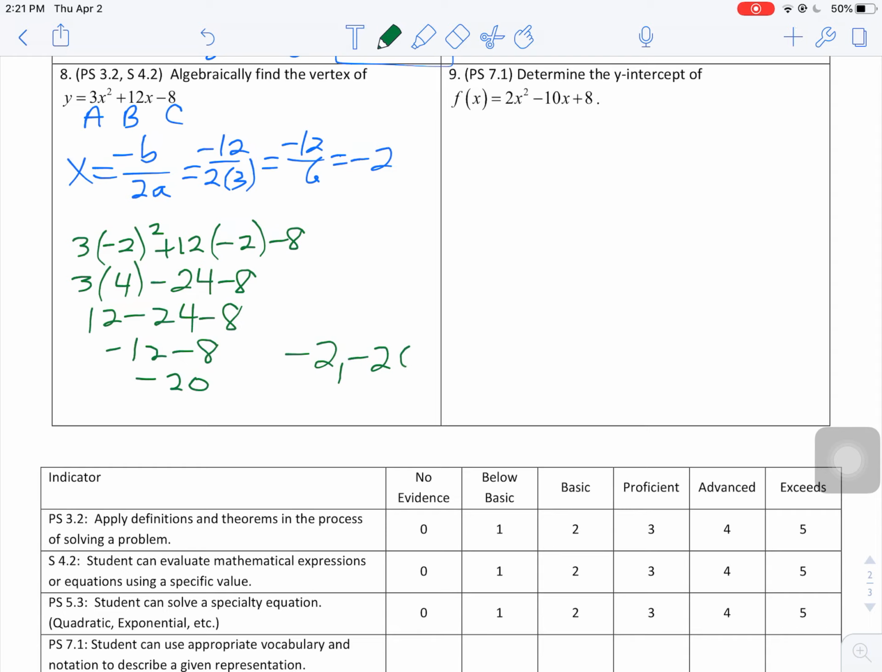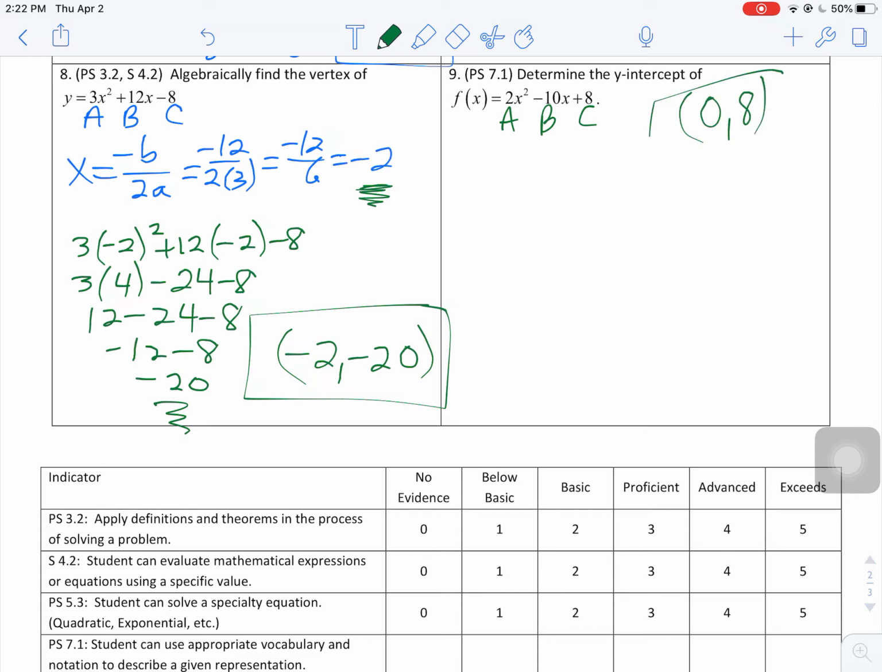At the very end, we are trying to find a vertex. So write your final answer, x comma y. So here's my x, here's my y. Last one, determine the y-intercept of f of x equals 2x squared minus 10x plus 8. Love it. If you are in standard form, your c value is always your y-intercept. So 0, 8, done. You technically don't have to show any work.